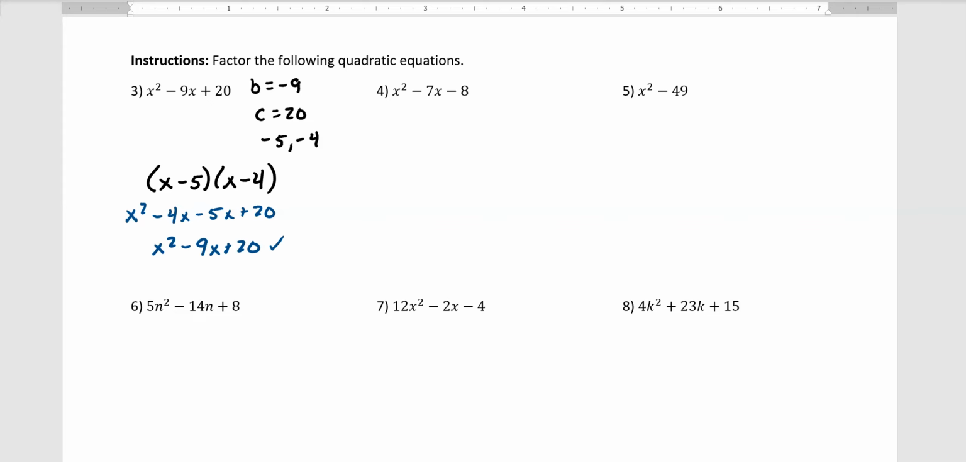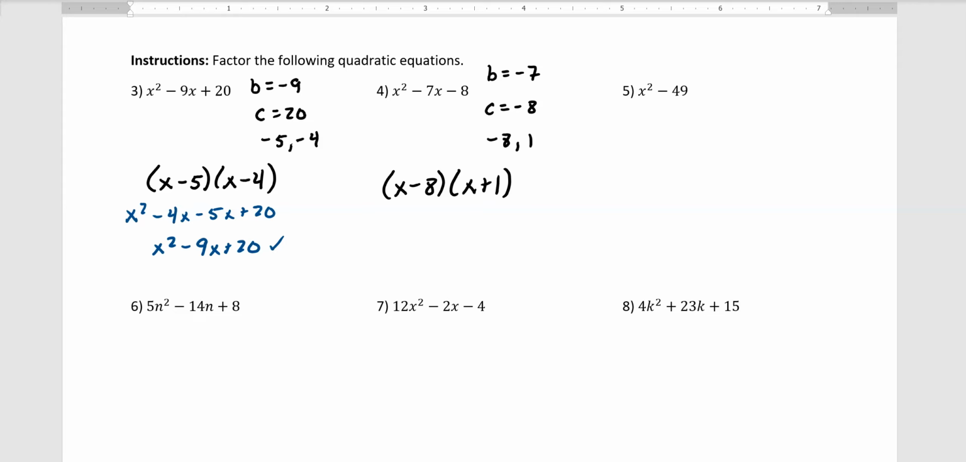All right. So let's look at this one here. X squared minus 7x minus 8. So b is negative 7. C is negative 8. So two numbers that multiply to negative 8 add to negative 7. Well, that would just be negative 8 and 1, wouldn't it? Definitely. Negative 8 plus 1 is negative 7. Negative 8 times 1 is negative 8. So my factors here, x minus 8 times x plus 1.